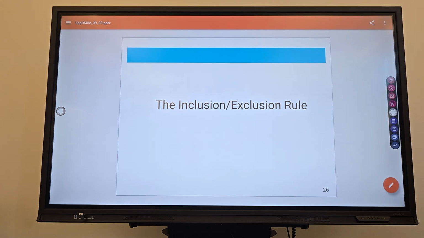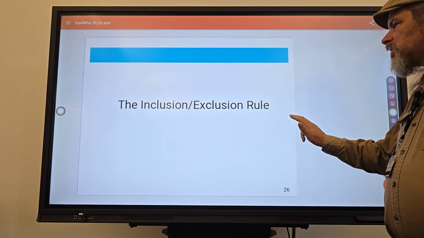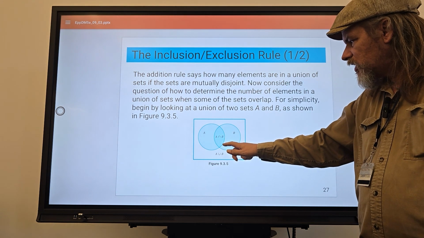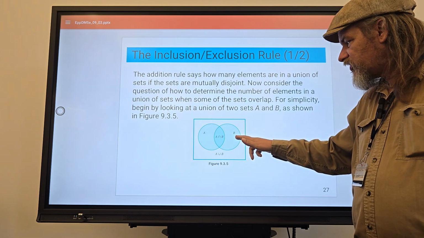The inclusion-exclusion rule. The addition rule says how many elements are in a union of sets if the sets are mutually disjoint. Now consider the question of how to determine the number of elements in a union of sets when some of the sets overlap. For simplicity, begin by looking at a union of two sets, A and B, where the intersection of A and B is the darker shaded area in the middle where the two sets overlap.